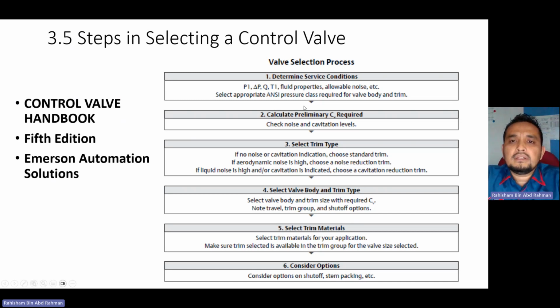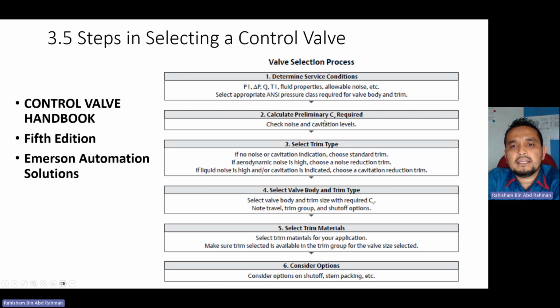First, for the valve selection process, we need to determine the service condition: what is the pressure P1, delta P, Q the flow rate, T1 the temperature, fluid properties, and all that. We need to know the service condition. What is the fluid type? Whether it is water, oil, crude oil, a chemical, and all that. We need to identify those.